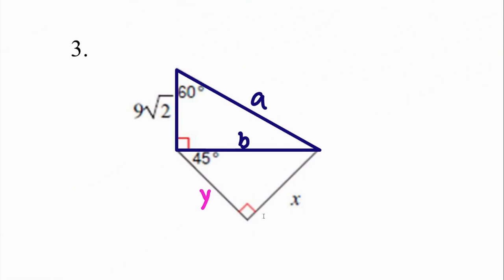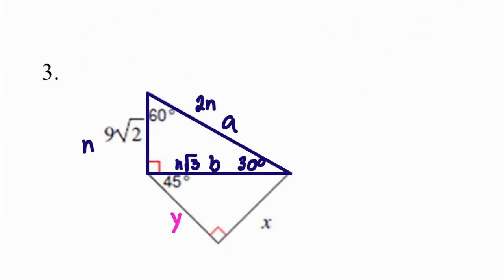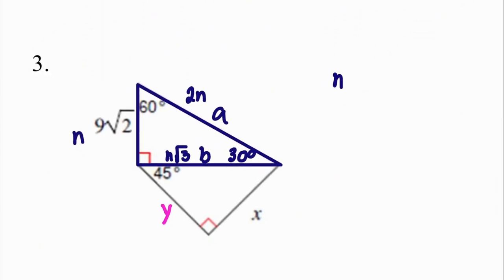So starting with a and b, again, we have a 30, 60, 90 triangle here. So that means across from that 30-degree angle, that's our shortest side. That's our n, right? Across from the 60-degree angle, that's going to be our n root 3. And then across from the 90-degree angle is going to be our 2n. Again, that's based upon this 30, 60, 90 rule. So that means that for that first piece, we have that n is equal to 9 square root 2. So that's already solved for. We don't need to solve for it.